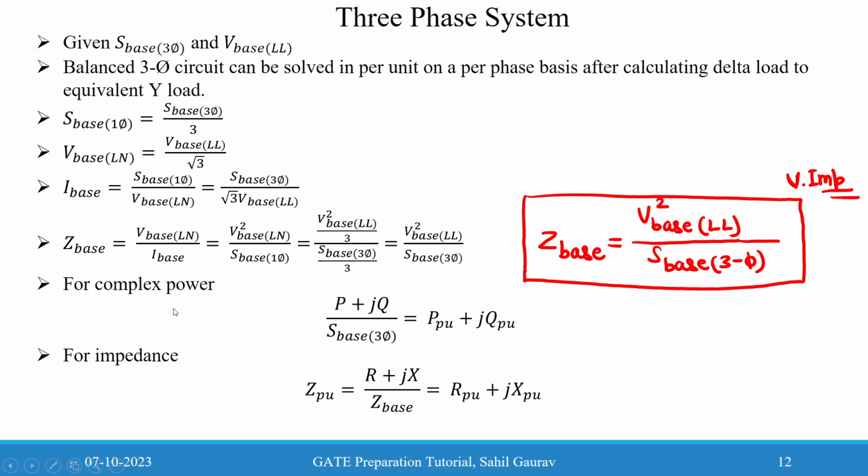And similarly, you can find the per unit value for active and reactive power by dividing the actual quantity by the three phase base power. And for impedance, we will divide the actual quantity by the base quantity. You will get the per unit value for resistance and reactance.